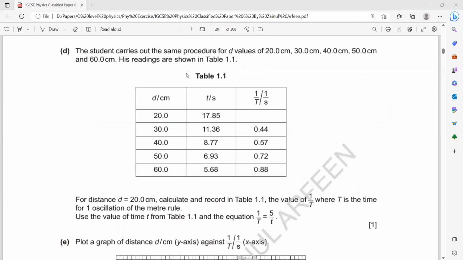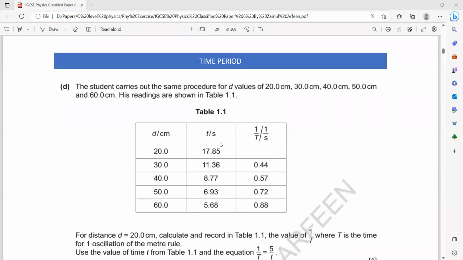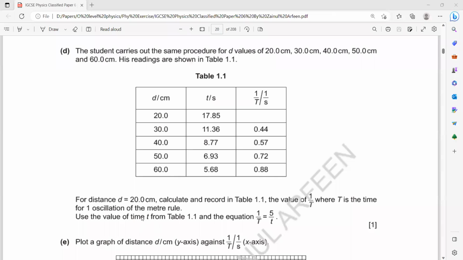The student carries out the same procedure for different values of D: 20, 30, 40, 50, 60 centimeters. You have a table. And how many oscillations are there? You can see the distance D for 20 centimeters, a table is there, where T is a time for one. The value in the equation is for 5 oscillations.